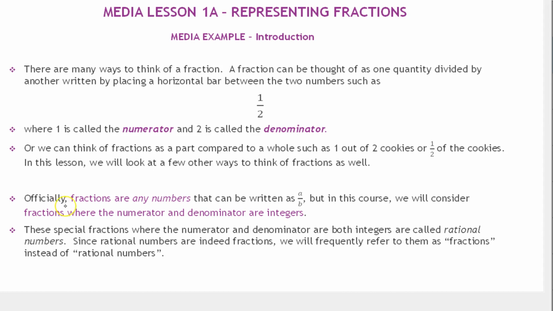So just to note that officially, fractions are any numbers that can be written as a over b, or one number over another number. But in this course, we will consider fractions where the numerator and denominator are integers. These special fractions where the numerator and denominator are both integers are called rational numbers. Since rational numbers are indeed fractions, we will frequently refer to them as fractions instead of rational numbers. So they're a type of fraction, and that's the word we're going to use.